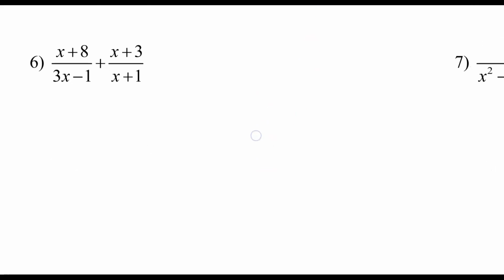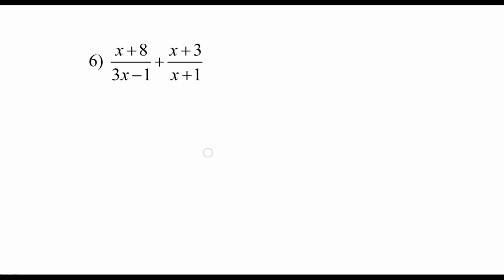Got a couple more examples. That one's kind of neat. So here I've got example number 6. It's another addition problem. That's great. And I see that the two denominators both have x and 1, but they are binomials.